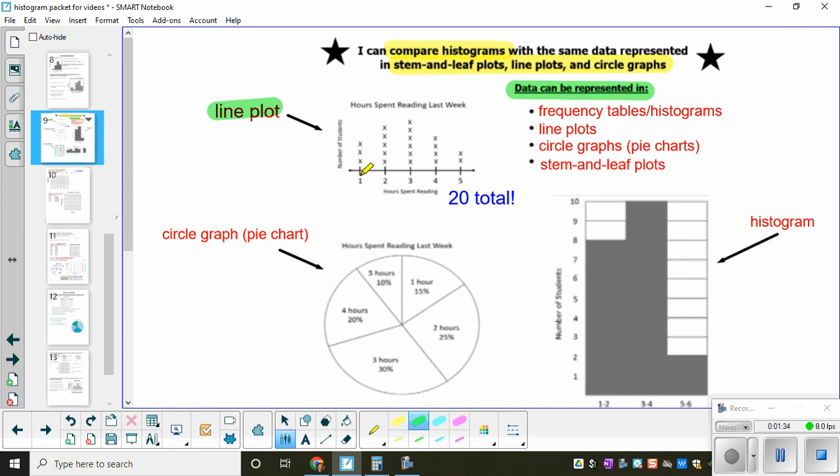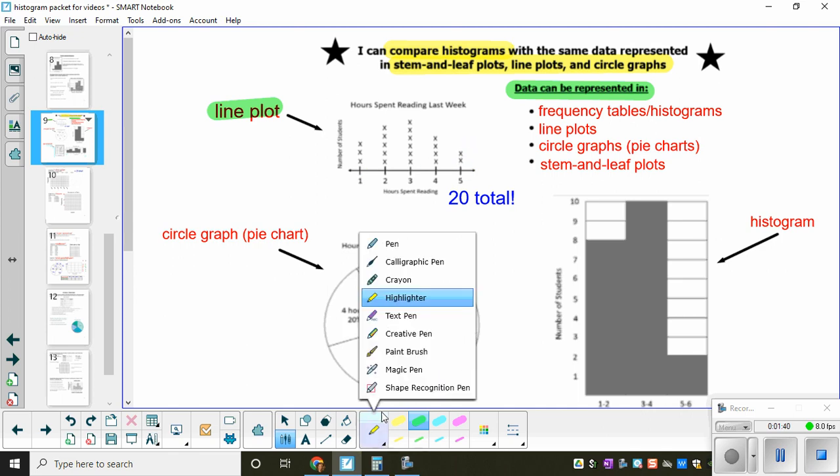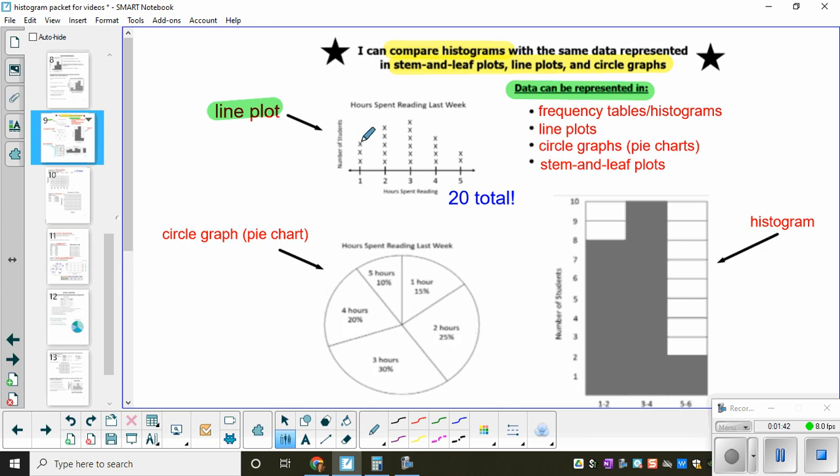When we look to see the most hours read last week, it looks like 5, and it looks like 2 students did that. So what we can do with a line plot is count up all these X's to get the total. For example, these 3, then we've got 4, 5, 6, 7, 8, 9, 10, 11, 12, 13, 14, 15, 16, 17, 18, 19, 20. So that's where I got the 20 total.